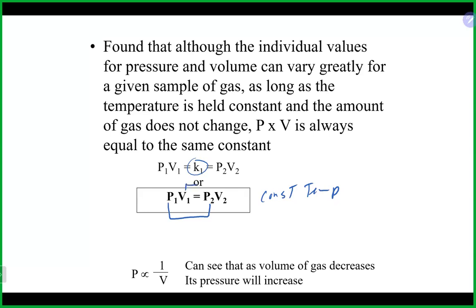Volume on both sides also does not matter what the units are, but once again, they do need to be the same units. Otherwise, you're going to be off. You can't have milliliters on one side and liters on the other. You can choose whichever one you want to convert to, but they do need to be the same. We can use this relationship to see what happens if we change the pressure or the volume in a constant temperature situation.